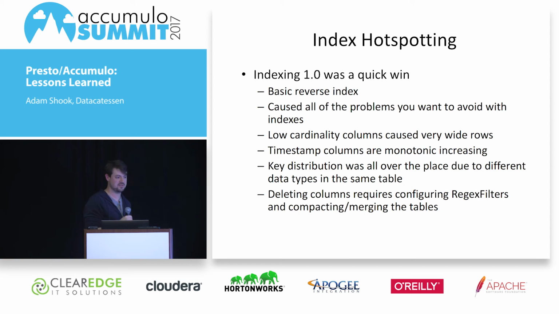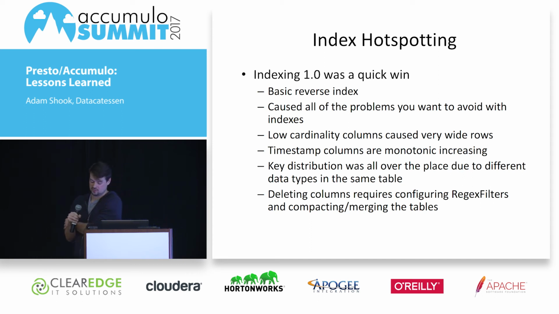which causes all the problems that you want to avoid when you're doing indexing in Accumulo. Particularly, we had low cardinality columns, which was causing extremely wide rows, regularly spitting out errors, and we'd have to go and drop those indexes. Some stuff was just not good on ingest, like we're indexing question marks, for example. Not really useful at all.